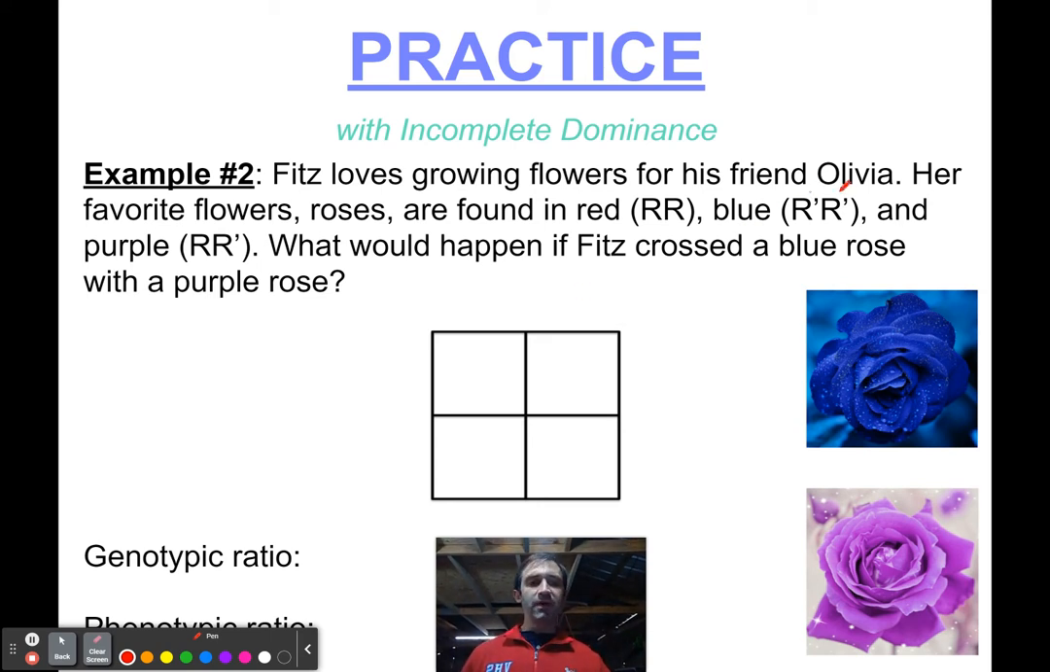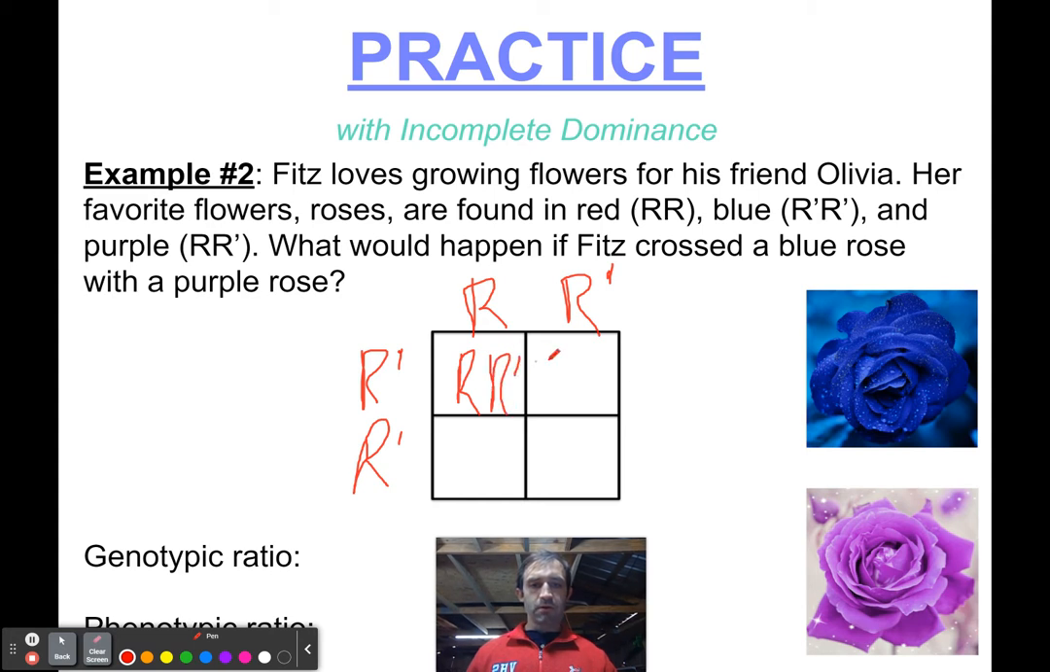So we got blue here, big R here, big R here, and we make our little things there, with a purple rose. We have purple, which is big R asterisk. Let's see what he is going to get here. We can write it. Here we go. Big R asterisk, big R asterisk, big R asterisk, big R asterisk, big R asterisk, big R.